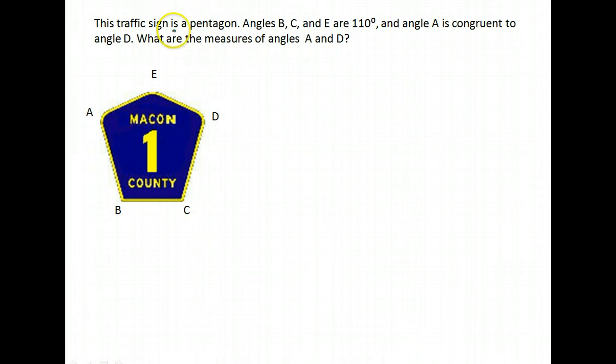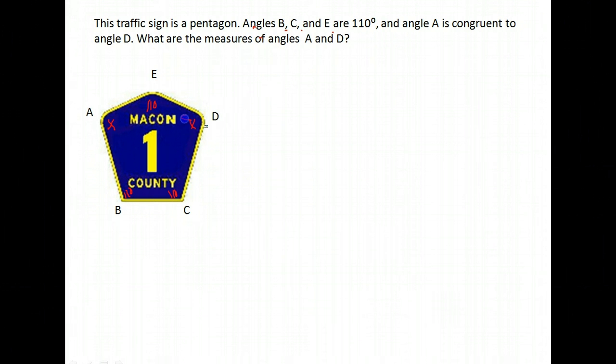Right, so this traffic sign is a pentagon. Angles B, C, and E are 110 degrees. So B is 110, C is 110, E is 110. And angle A is congruent to angle D. So whatever A is, I'm going to call it x. Angle D is exactly the same measure, so I can call it x also. What are the measures of angles A and D?